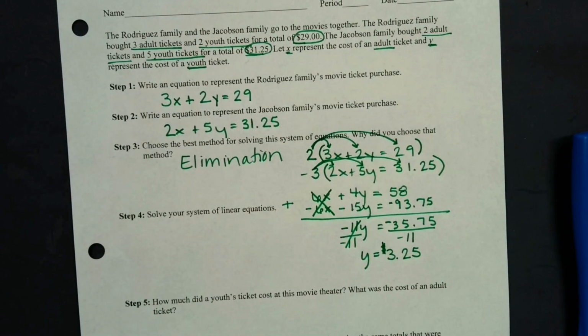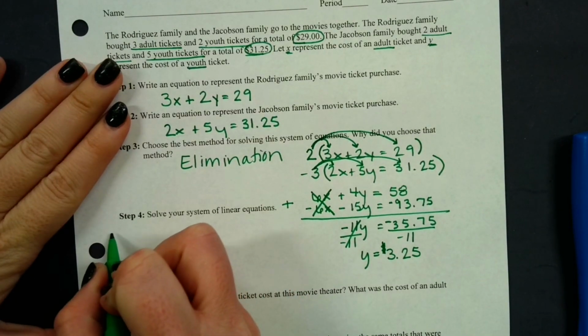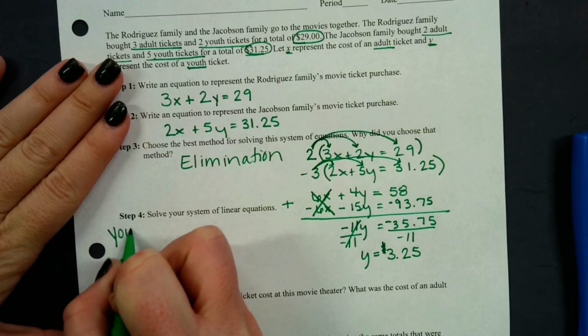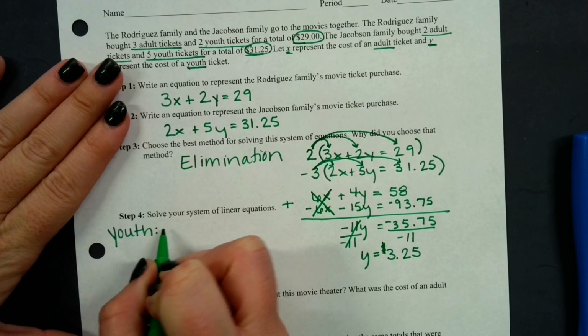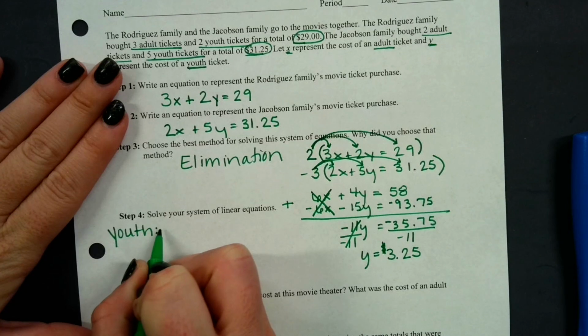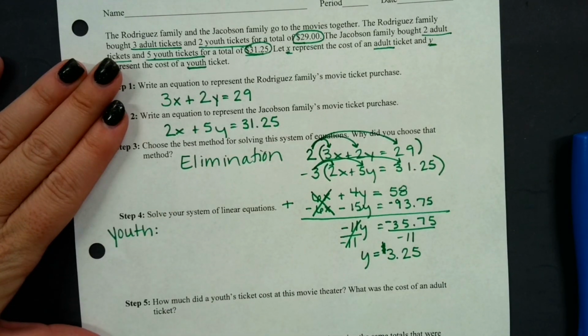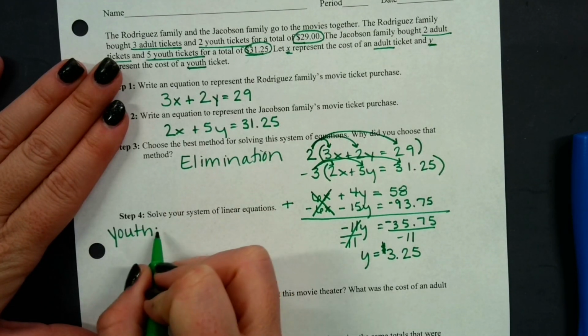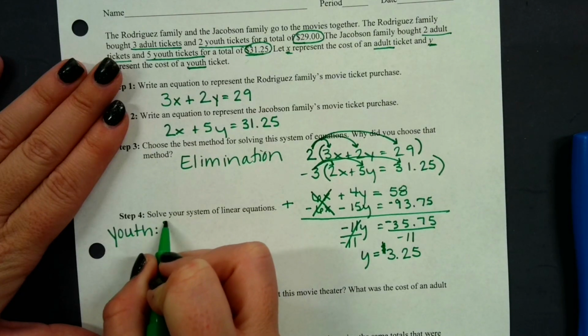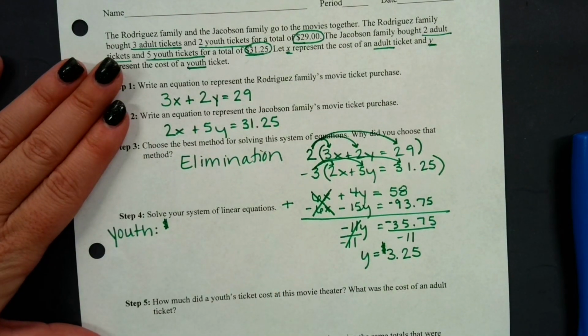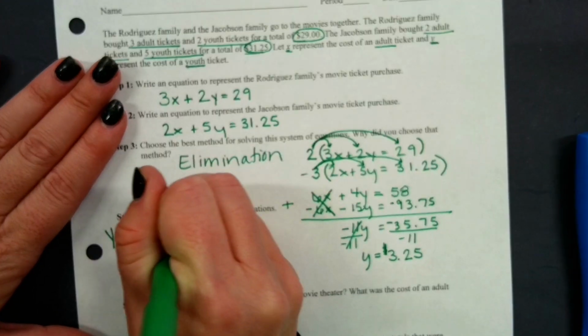But what does Y stand for? Adults or the children? The children, the youth. So I'm going to tell you over here, youth tickets. What did we just figure out? How much is a youth ticket? $3.25.